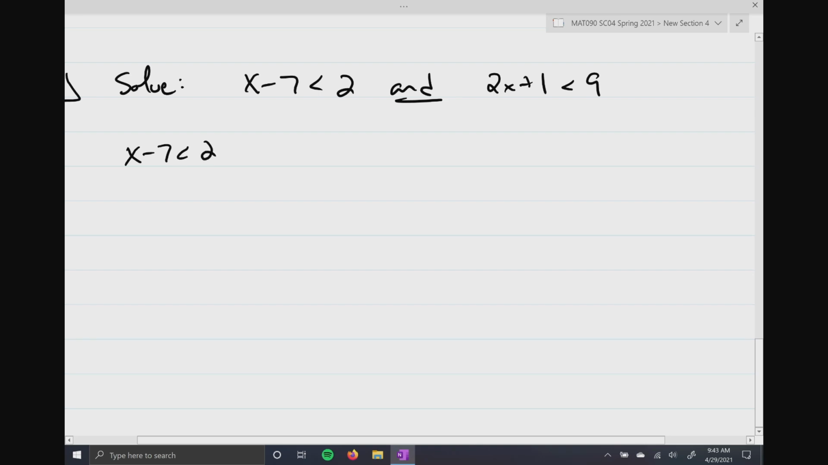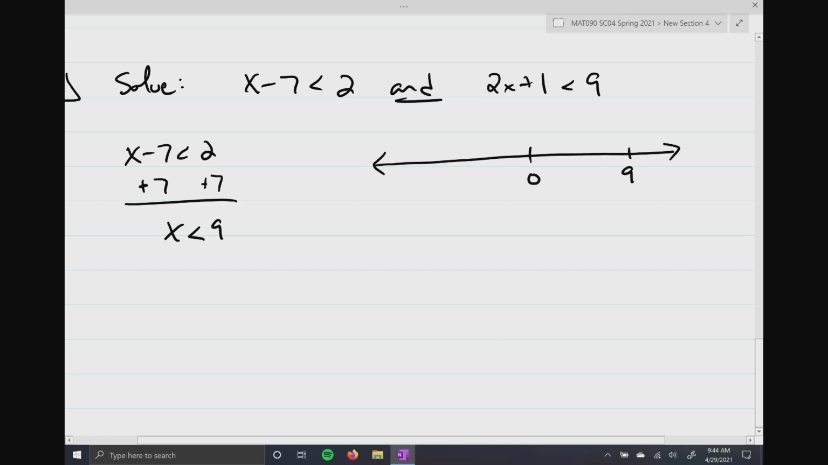You're going to solve the first inequality first. So I add 7 to both sides. I get x is less than 9. So then I come over to the right. I'm not going to get too specific with spacing. I know 9 is positive, which means it's to the right of 0. Since this is less than, this is pointing to the left. So I know I'm going to shade to the left. And since it's less than, I use a parenthesis.